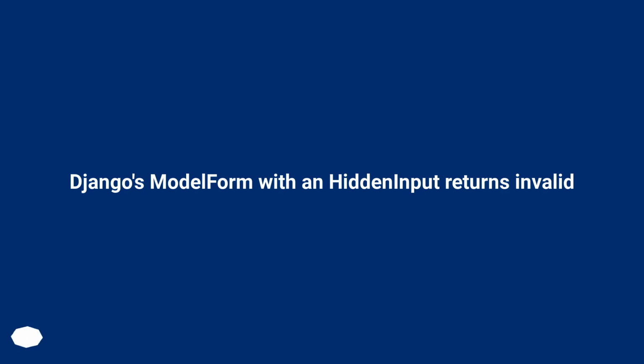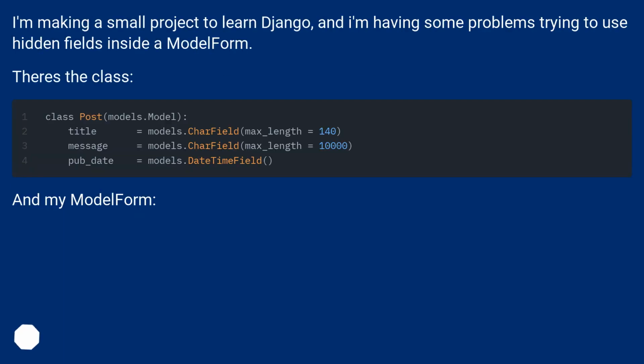Django's model form with a hidden input returns invalid. I'm making a small project to learn Django, and I'm having some problems trying to use hidden fields inside a model form. Here's the class.